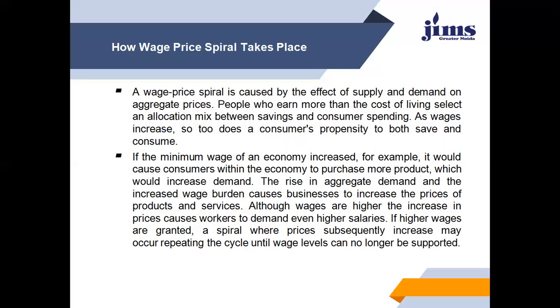Now let's have a look at how the wage price spiral takes place. A wage price spiral is caused by the effect of supply and demand on aggregate prices. People who earn more than the cost of living select an allocation mix between saving and consumer spending. As wages increase, so too does a consumer's propensity to both save and consume. If the minimum wages of an economy are increased, for example, it would cause consumers within the economy to purchase more product, which would increase demand.